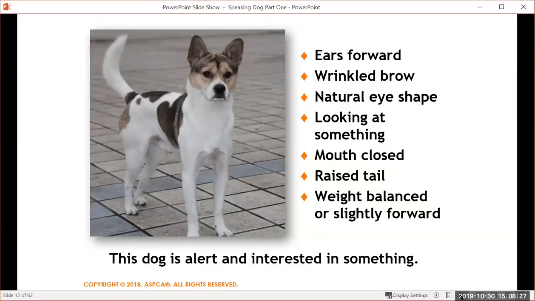So here we're looking at a dog who, again, is definitely looking at something. And in this case, his ears are very forward. His brow is wrinkled. His eyes are fairly natural. They might be a little wide. His mouth is closed. His tail is raised. And his weight is either balanced or slightly forward. So again, this dog is also alert, but he seems a little more interested in whatever's going on than the previous dog. So he's potentially a little more aroused. Next slide.